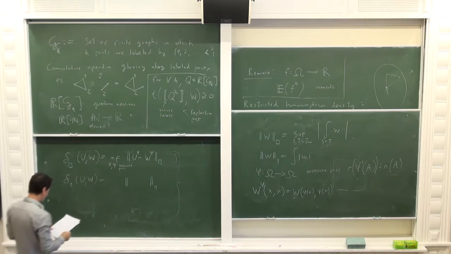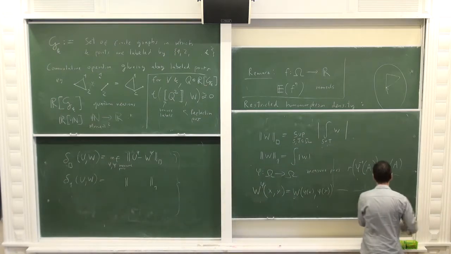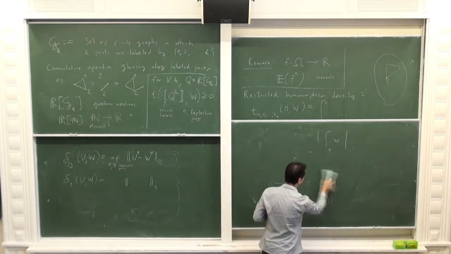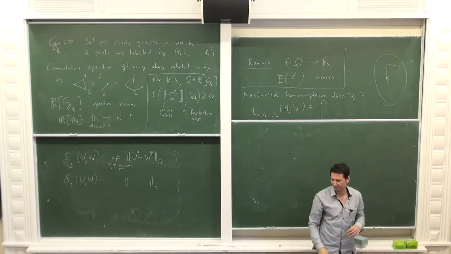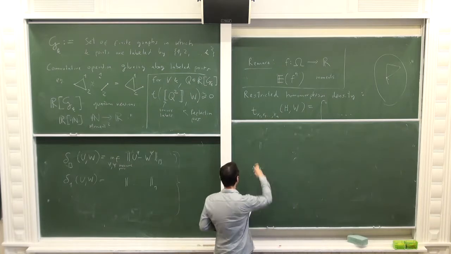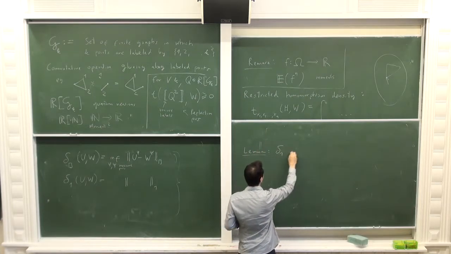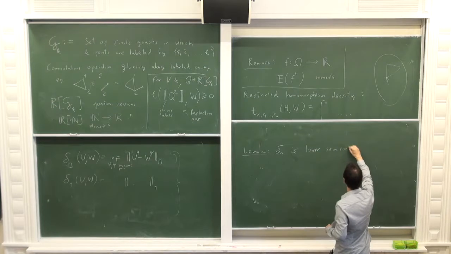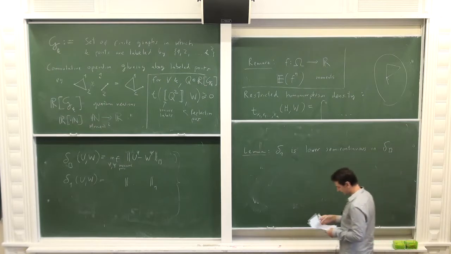And a lemma, which is very useful, gives a relationship between these two distances, and I give it to you as an exercise because the proof is kind of boring. It's not very hard, but it's boring. It's half a page of calculation. There is an idea in it, though. It says that delta 1 is lower semi-continuous in delta square. So what does that mean?